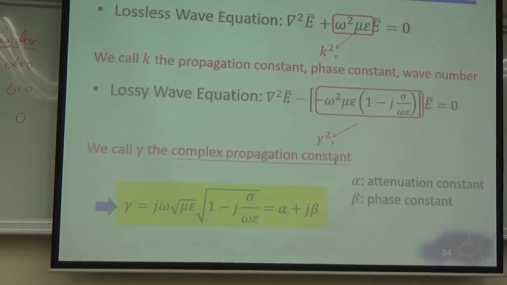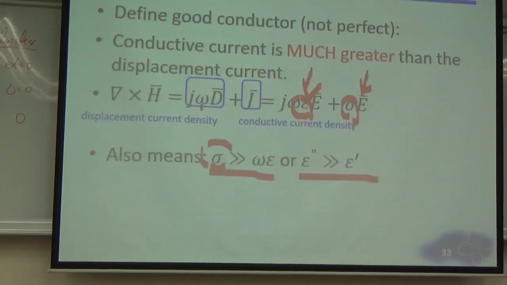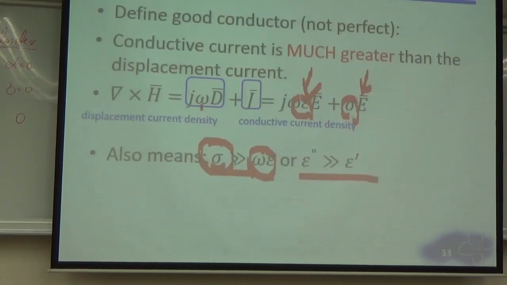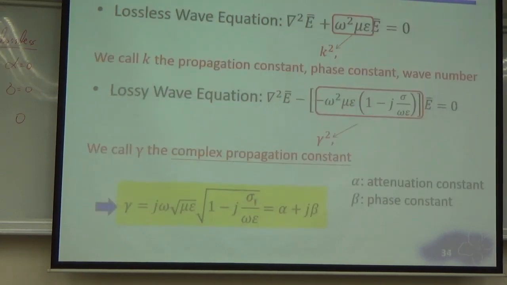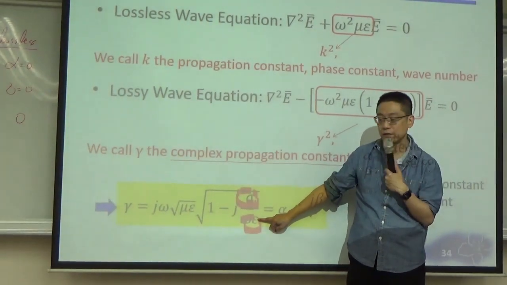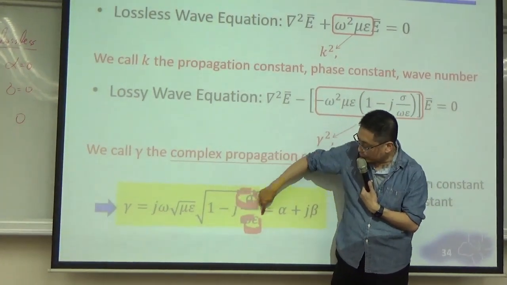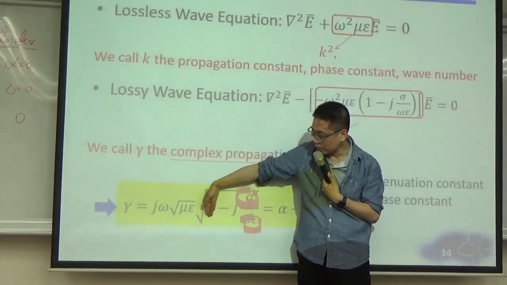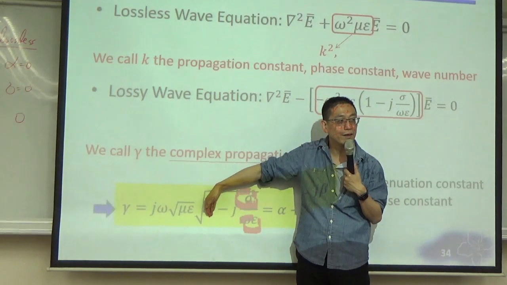So what happened here? When this term is larger than this term, in our lossy case, your sigma is larger than omega epsilon. This one is larger than this one. What happened? It means the value of this imaginary part is larger than 1, so you cannot see the 1. Okay? Understand?